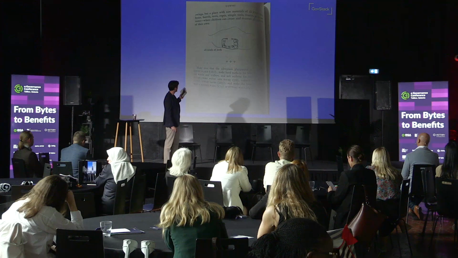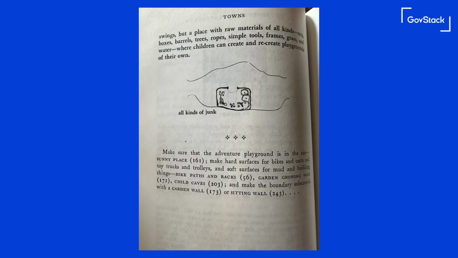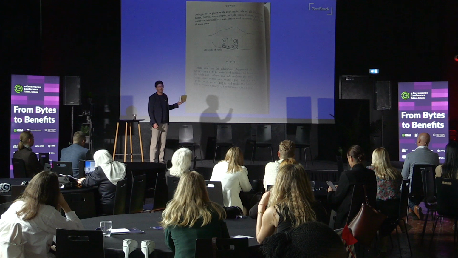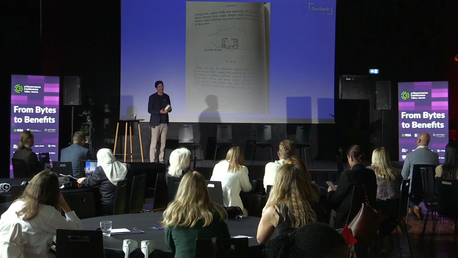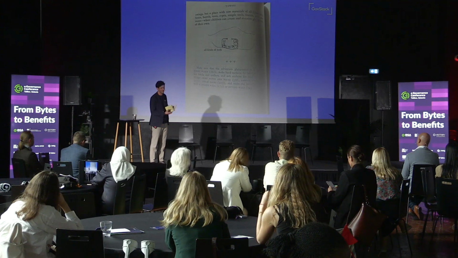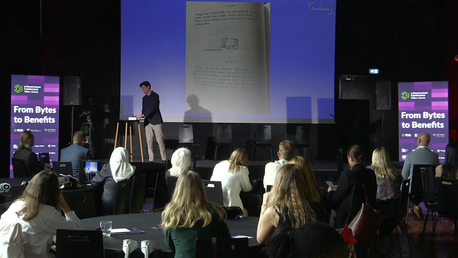And at the end of each pattern, there's this paragraph which just shows how all of the patterns come together to create what you're trying to achieve. So if you're trying to design an adventure playground, you might need to look at sunny place. You might need to look at bike paths and racks and a sitting wall. So all of the numbers there just reference a pattern in this book. So come and have a look at this. I'd love to share that with people.